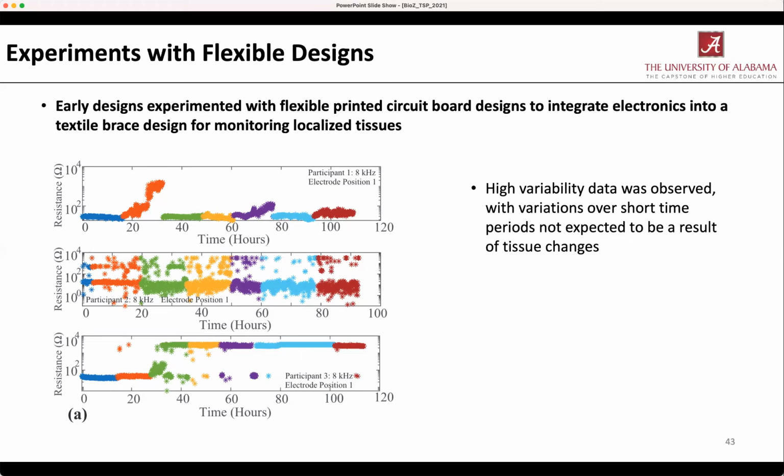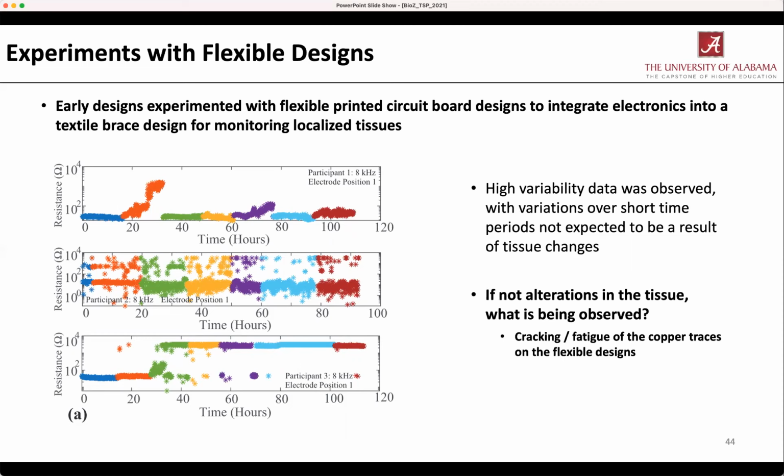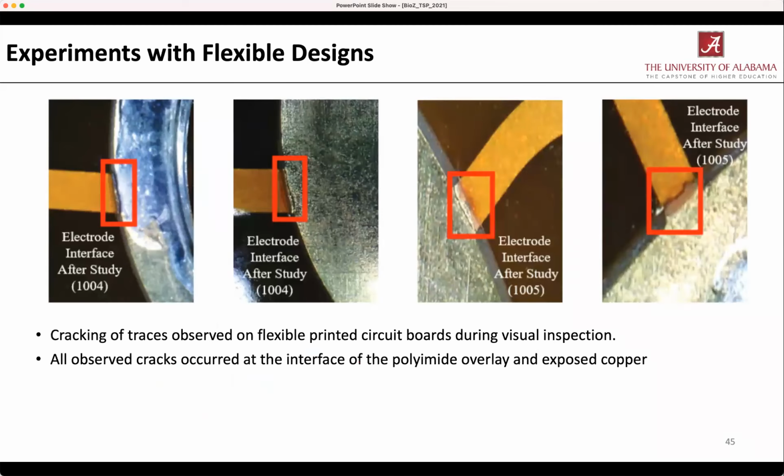And it led us into this question of why. Because what's actually happening? We observed cracking and fatigue of the copper traces as a result of the dynamic activity. So how did we find that out? This is an interesting sidebar as we work towards flexible designs for wearable systems. When we inspected optically these flexible printed circuits that we used to implement some of the cabling and electrodes in our design, we found cracks at the interface of traces and often the pads of exposed copper.